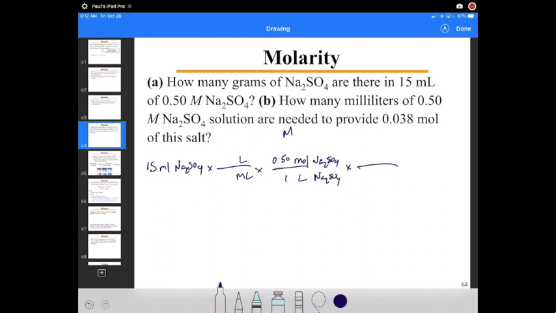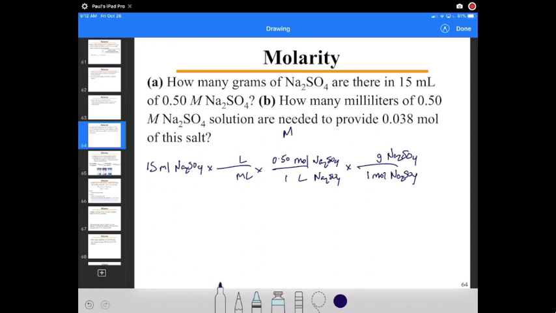Okay. I don't want moles. What do I want? Grams. And then I have a conversion factor that says that in every 1 mole of sodium sulfate, there are a certain number of grams of sodium sulfate. How do I calculate that?